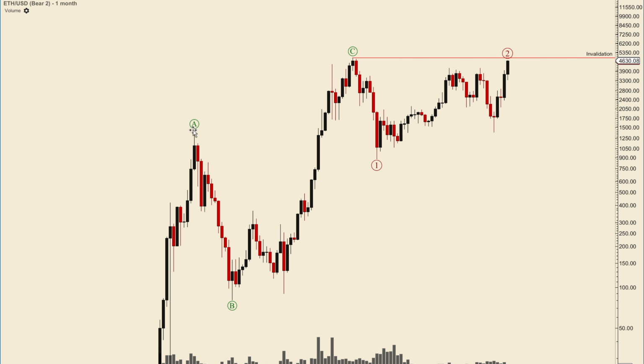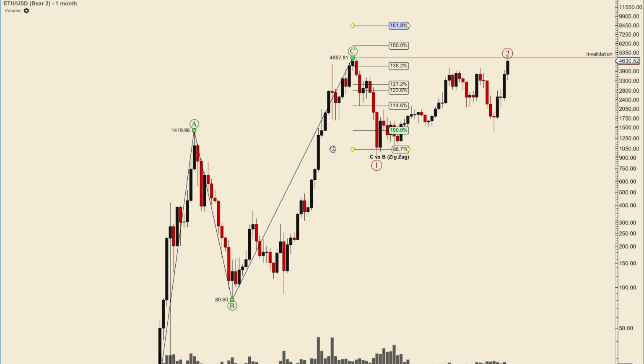But you can see that wave C is pretty short here. If we were to count this as an ABC, the most common target for C is either 61.8, which is uncommon, but it still is a target. But otherwise, it's 100% or 123.6%. So this doesn't really have the highest probabilities here, but it is an option.